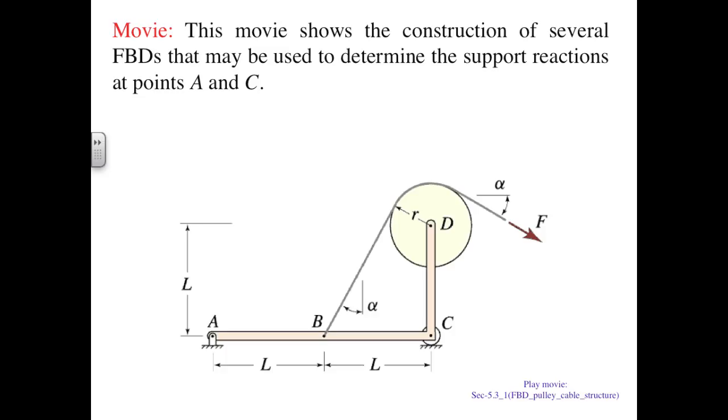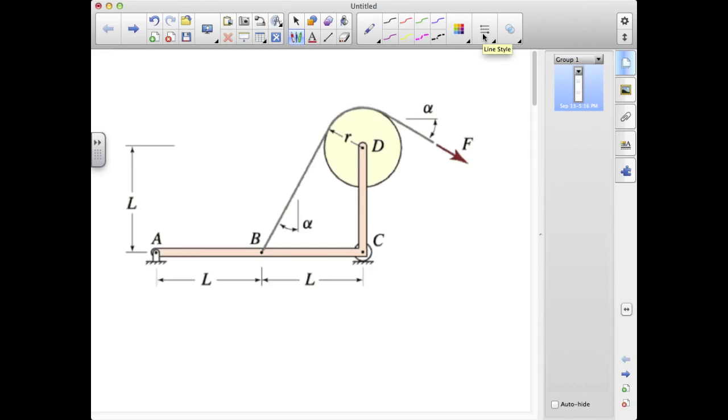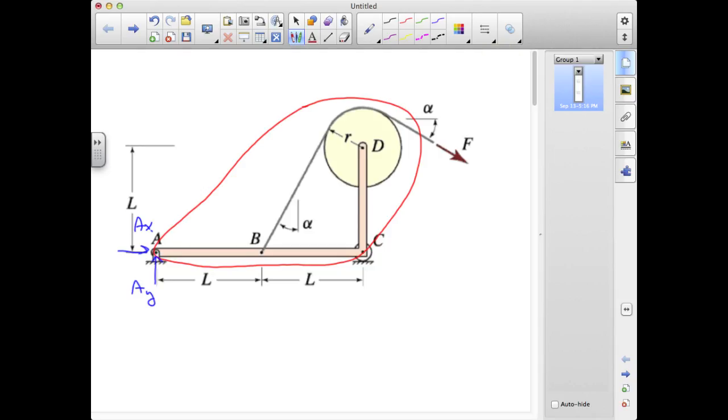One option is to draw an enveloping surface around the entire structure, including the pulley. Such an enveloping surface would look like this. If we look at all the forces acting on the body that go with this free body diagram, we're cutting through the pin at A, so we will have an AX and an AY component. We have a roller at C, so we'll have just a vertical component there. And then we're only cutting through the cable at one location, and that's here, so we'll have this force.